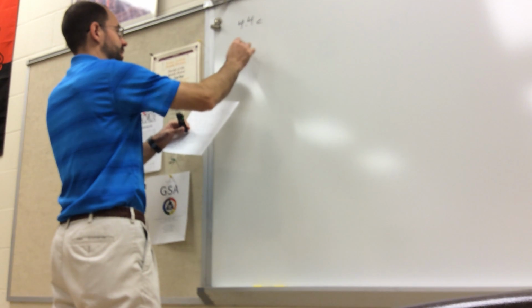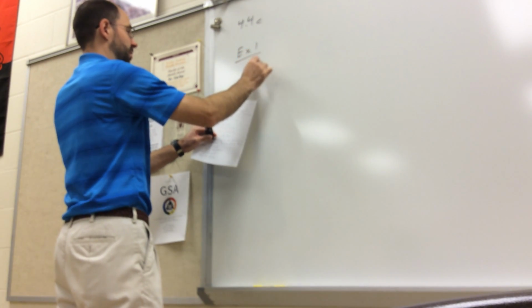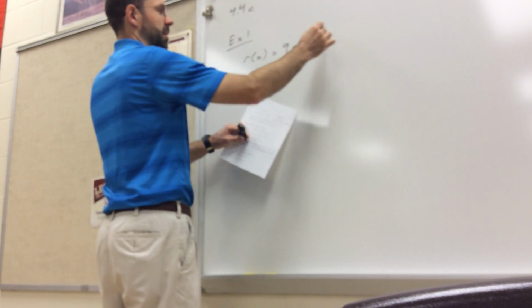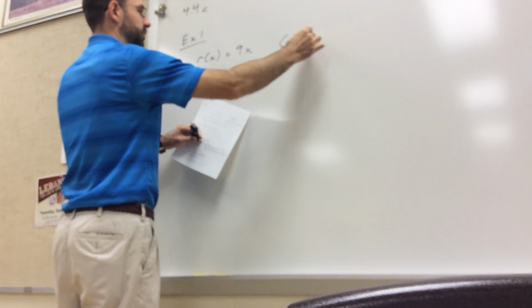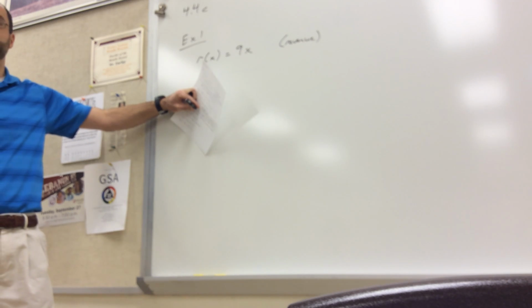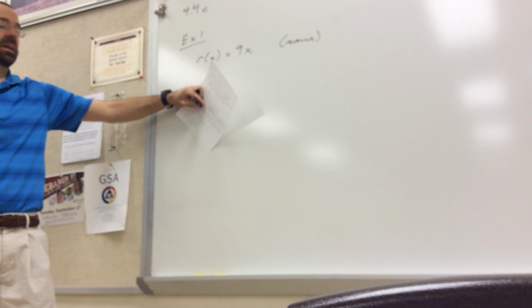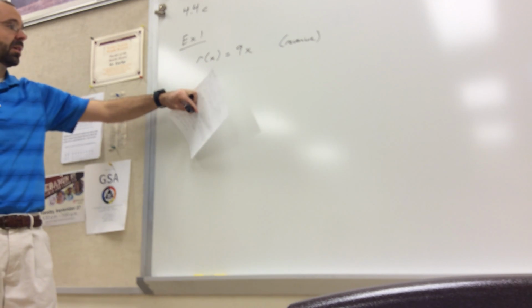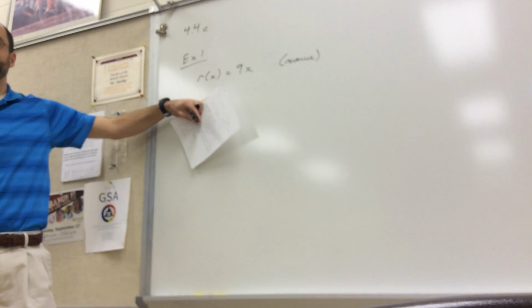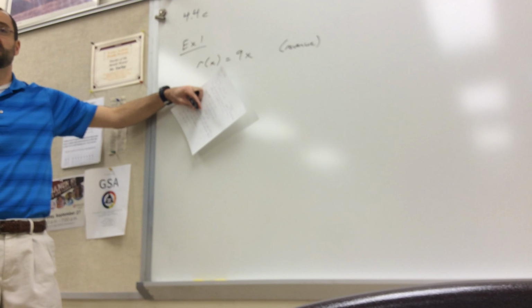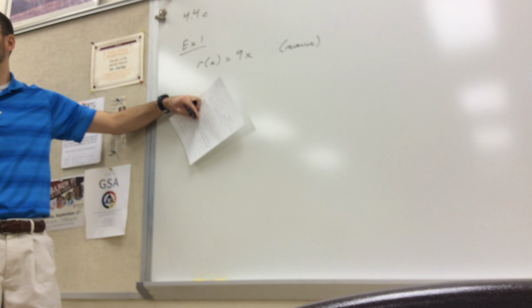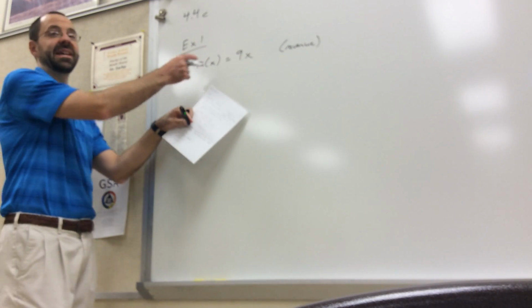And for example 1, we've got a revenue function. That's 9x. So that's the revenue. So what this means is we're selling something. Let's say we're selling Frisbees. So if we sell 5 Frisbees, then we're going to take in $45. Or if we sell 7 Frisbees, then we're going to take in $63. So this is how much money you take in. It's the revenue.